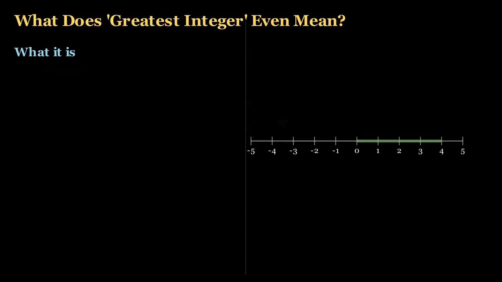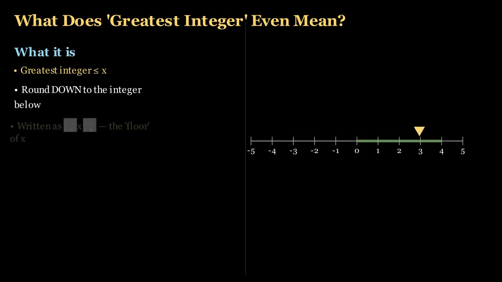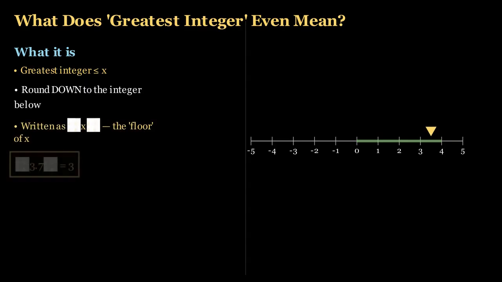The greatest integer function is a rule that takes any number and gives you back the biggest whole number that is still less than or equal to it. Think of it as always rounding down to the integer below, never up. We write it with special brackets that look like the bottom half of a box, like this, ⌊x⌋. Because it pushes the number down to the floor, it is also called the floor function.